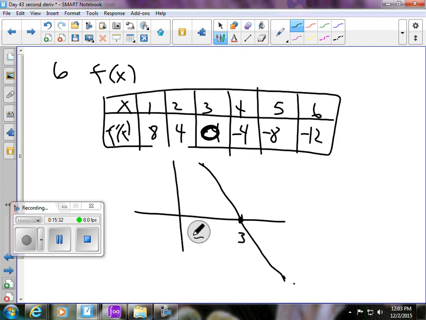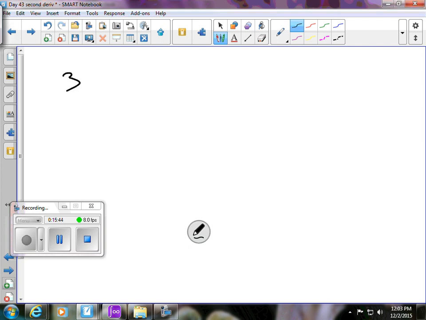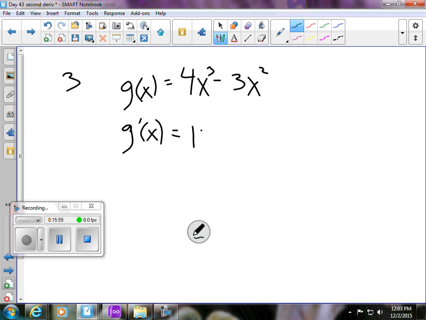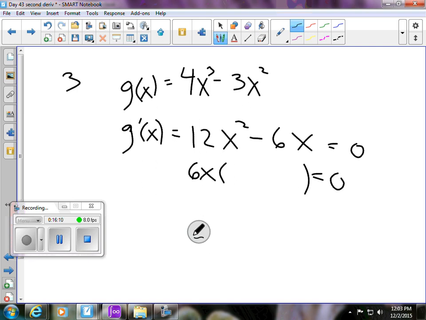Other questions? 3? Find where it has a relative max. The function is g of x equals 4x cubed. I wonder if you left off an exponent. Okay, so we're looking for a max of g, so we get the first derivative. And I'm sure you got that, right? And then what'd you do? Okay, set it equal to 0, and you pulled out a 6x. Nice. What's the other? That's right. Okay.